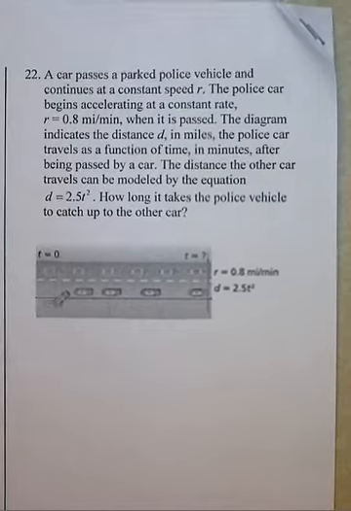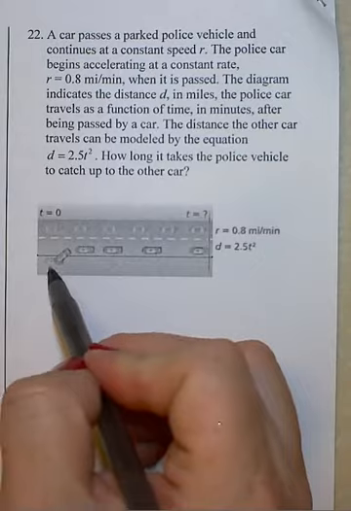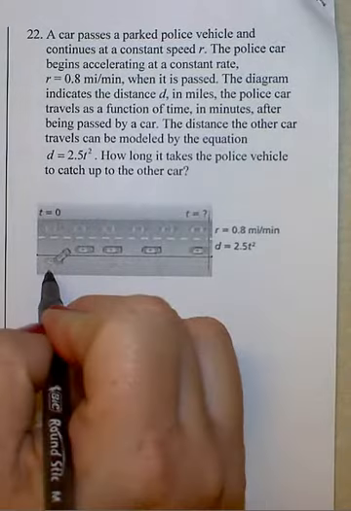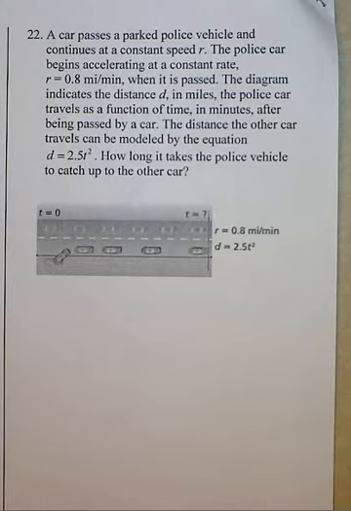A car passes a parked police vehicle. So here's your parked vehicle. It passes it and continues at a constant speed. The police car begins accelerating at a constant rate when it is passed.